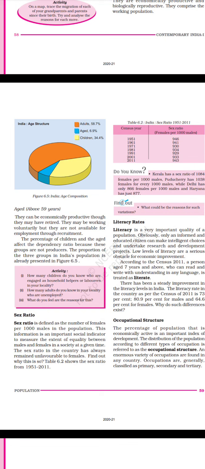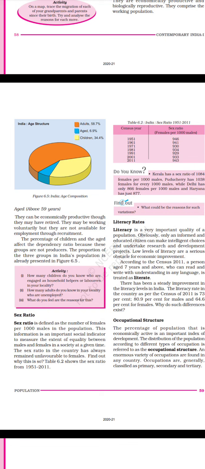Literacy rates. Literacy is a very important quality of a population. Obviously, only an informed and educated citizen can make intelligent choices and undertake research and development projects. Low levels of literacy are a serious obstacle for economic improvement. According to the Census 2011, a person aged 7 years and above who can read and write with understanding in any language is treated as literate.